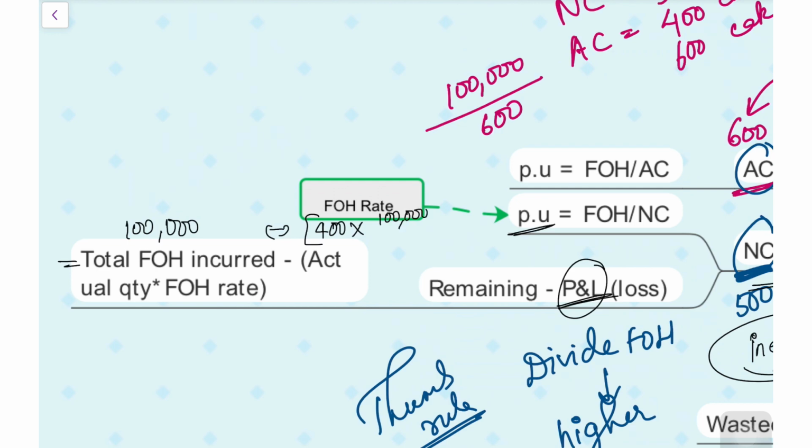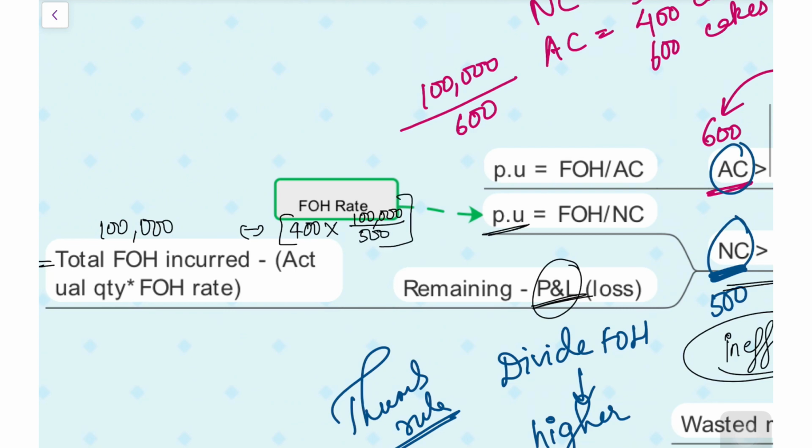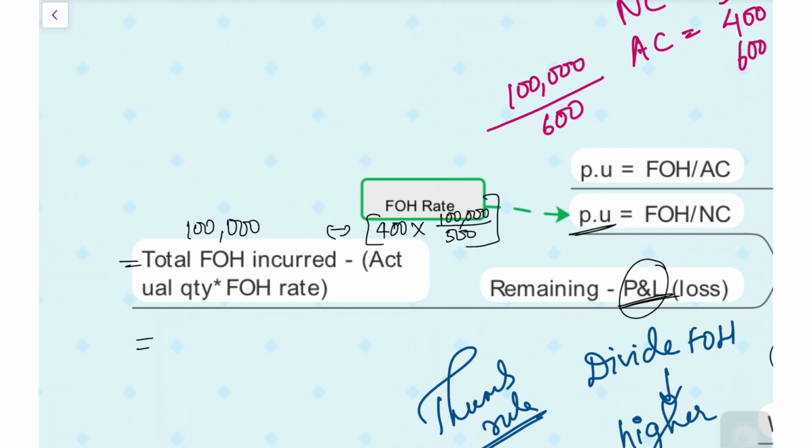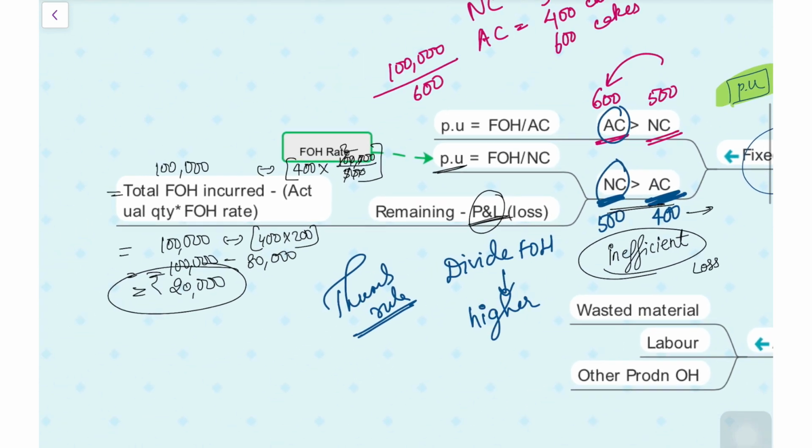It was 1 lakh divided by normal quantity, which was 500. So if you do this, you will be able to arrive at your loss. Okay, so here what will be the loss? Let's just find out quickly. So it will be 1 lakh minus 400 into 200, which is nothing but 1 lakh minus 80,000, which is your 20,000 rupees. So here 20,000 is your loss, which you will have to book in your P&L account.